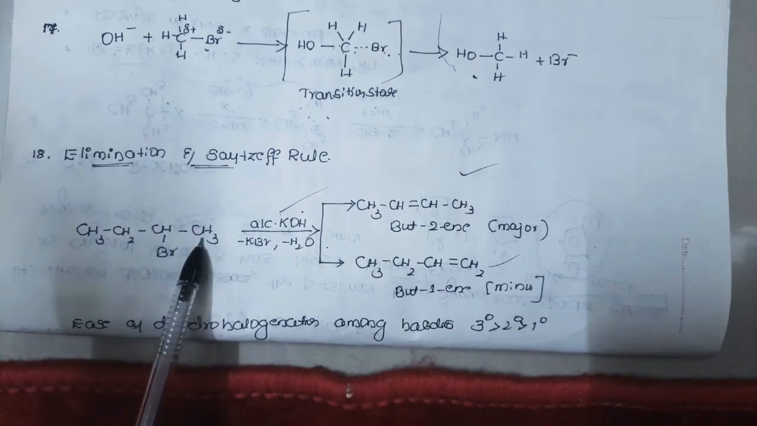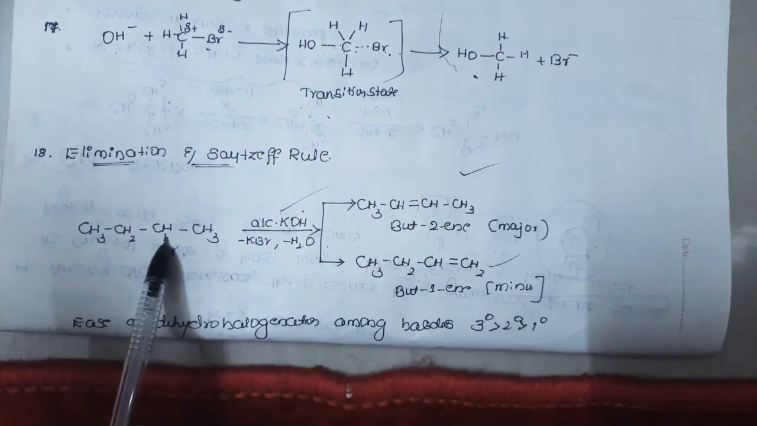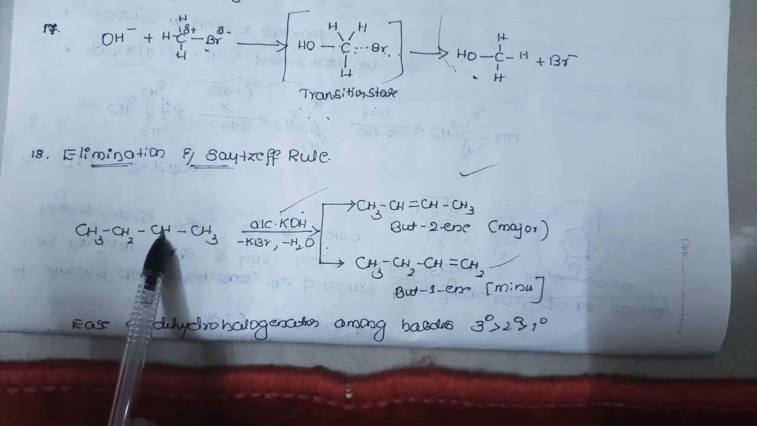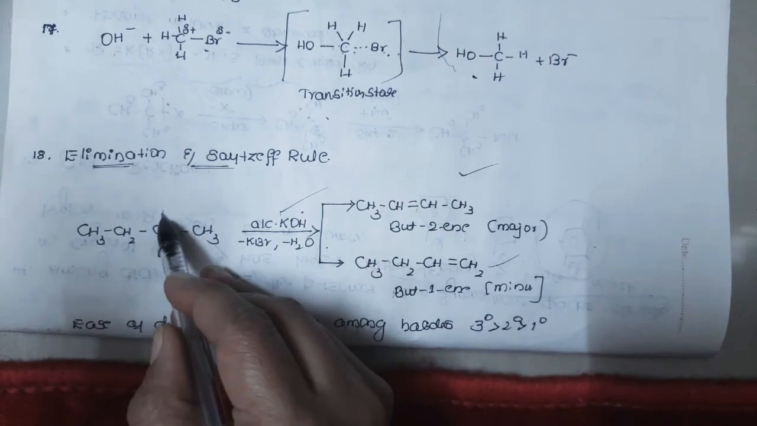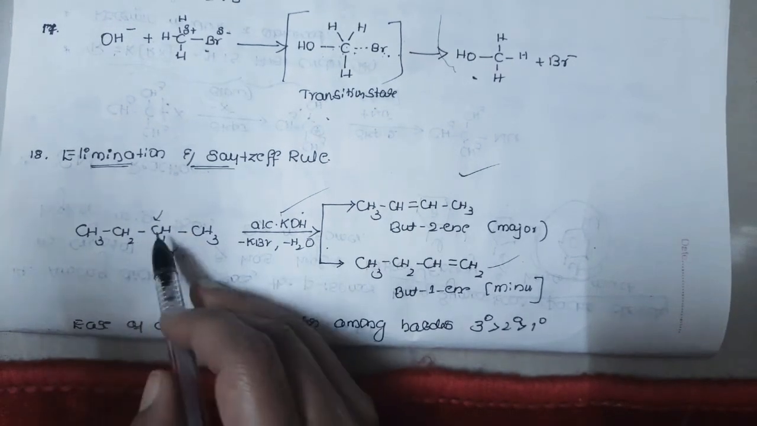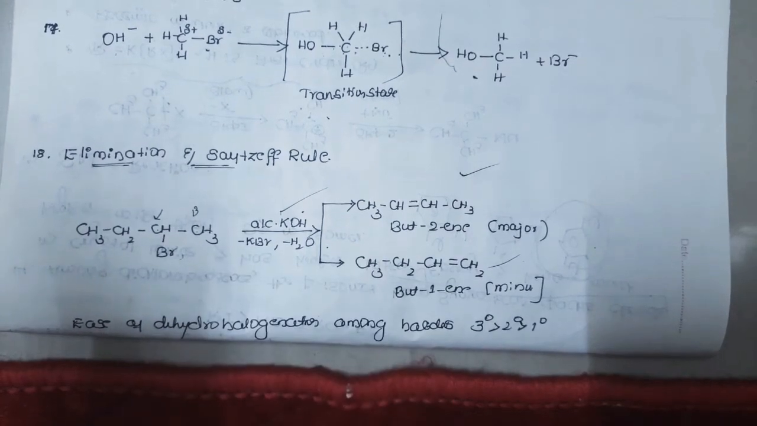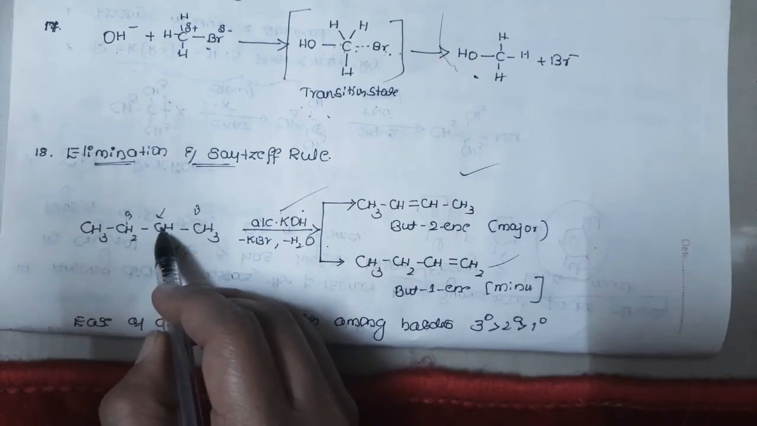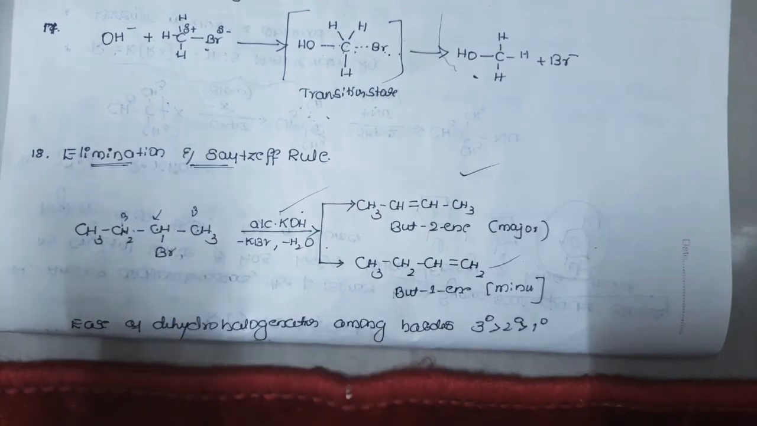What do you mean by beta carbon? I'm repeating once again: there is a carbon to which the substituent or the functional group is attached. This carbon is known as the alpha carbon. The next carbon attached to the alpha carbon is called a beta carbon. But what is happening here? We have 2 beta carbons, right? To this carbon also we have 1 beta, and to this carbon also. So we have 2 beta carbons.